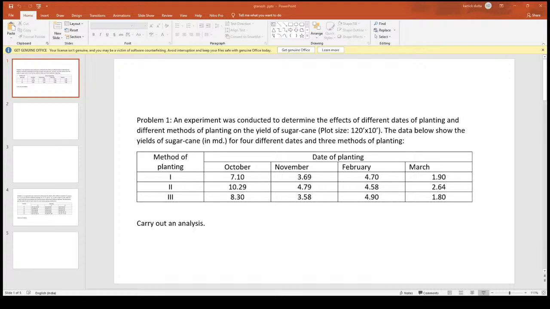So today I am going to discuss the computational technique of two-way ANOVA with one observation per cell, and two-way ANOVA with more than one observation per cell. So please join.